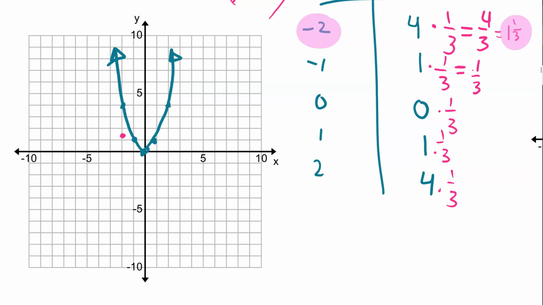So I go to negative 1, and then go over to a third. So I'm a third of the way up. 0, 0, because 0 times a third is just 0. This is a third, and then this will be 1 and 1/3. Let's see.